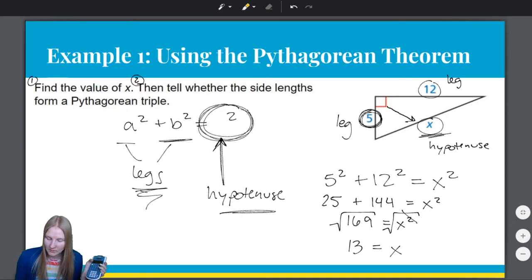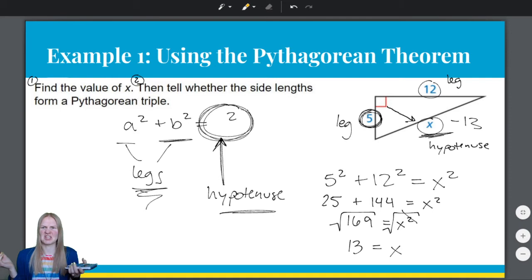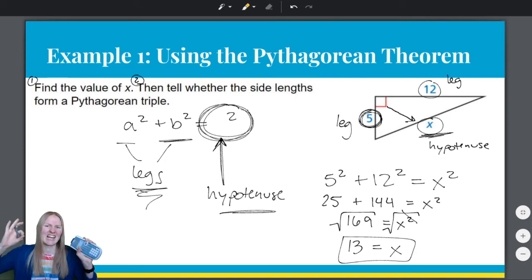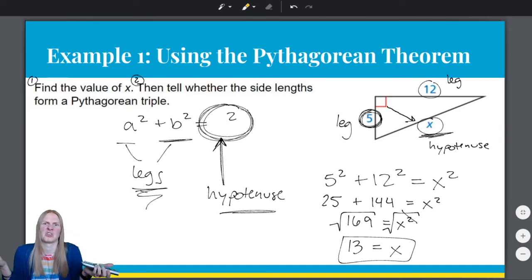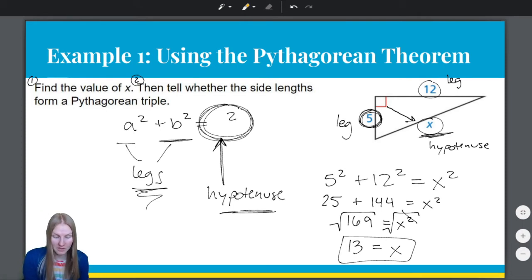Technically, yes, but we're talking about the side of a triangle. I can't have negative 13 inches on the side of a triangle. That doesn't make any sense. It has to be positive 13 when we're talking about lengths, because I can't have a negative length. What would it mean if I told you this pen was negative 5 inches long? What does that mean? So, positive. We're going to take the positive. Okay, wonderful. We found the value of x.